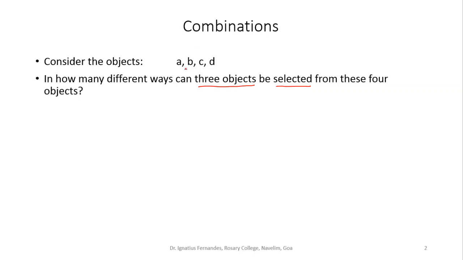If I have to select any 3 objects, I can select either A, B, C, or I may select A, B, D, or A, C, D, or B, C, D. I want 3 objects to be selected from these 4 objects A, B, C, D. So depending on the choice of objects, I may select either A, B, C, or A, B, D, or A, C, D, or B, C, D. So we are only selecting here.